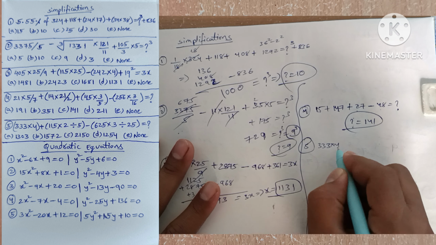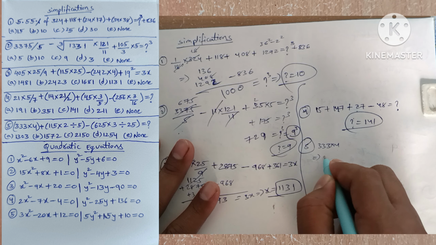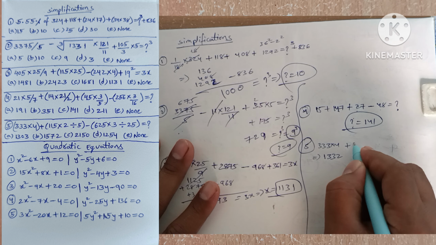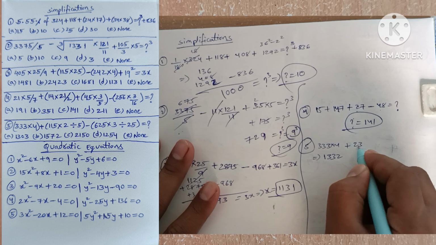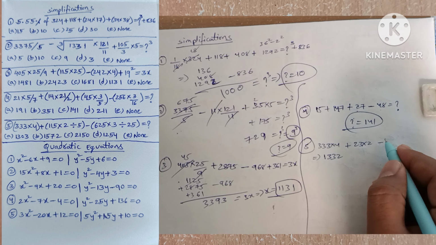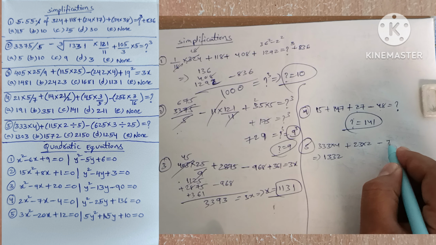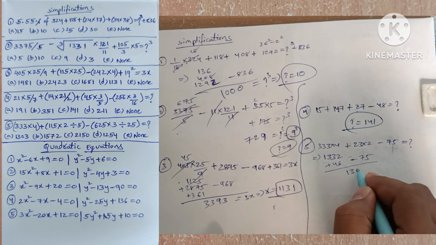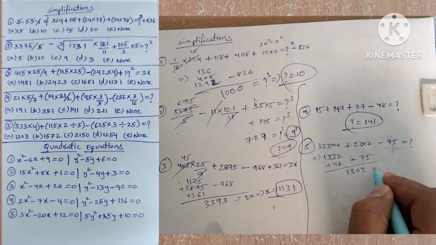Question number 5. 333 into 4, which is 1332 plus 115 into 2 by 5 means 23 into 2 minus 625 into 3 by 25 means 25 3s are 75 equals to question mark plus 46 minus 75. We get 1303 equals to question mark. This is our answer. Now we are moving to quadratic equations.